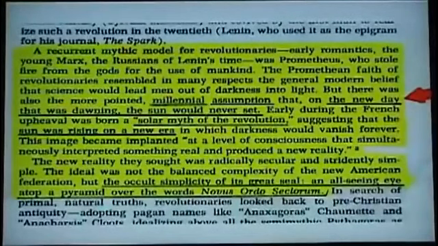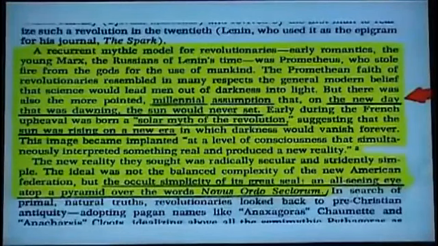Now, in the introduction is a profound paragraph. James Billington says, "A recurrent mythic model for revolutionaries, early romantics, and young Karl Marx, and the Russians of Lenin's time, was Prometheus, who stole fire from the gods for the use of mankind. The Promethean faith of revolutionaries resembles in many respects the general modern belief that science would lead men out of darkness into light. But there was also a more pointed millennial assumption that on the new day that was dawning, the sun would never set.